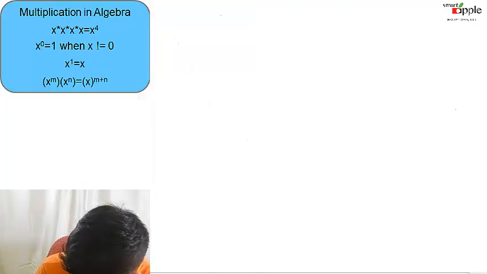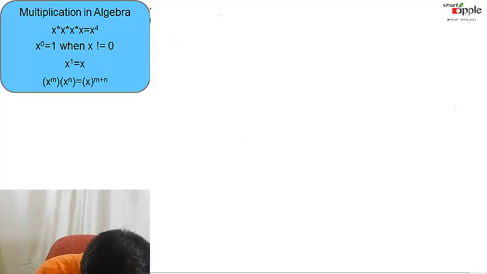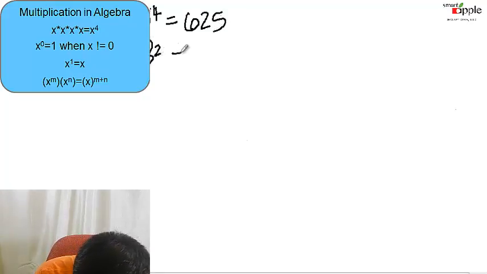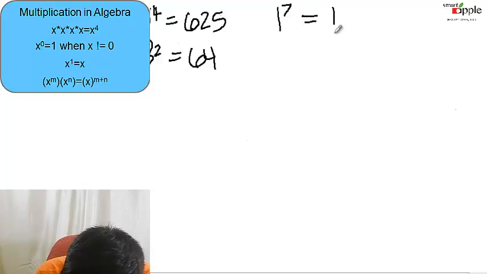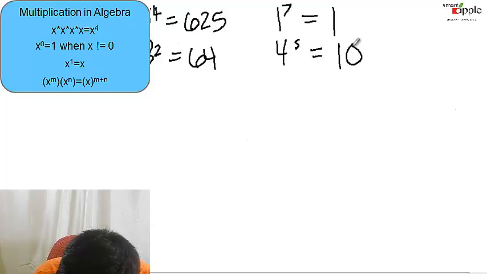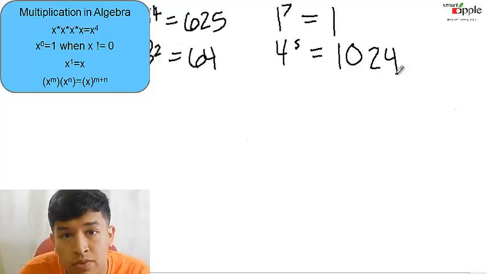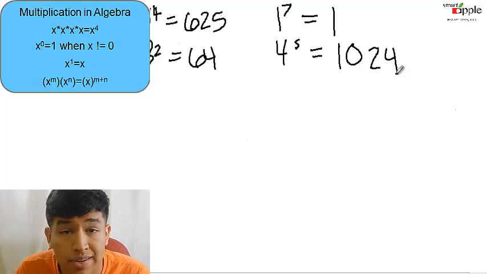Now continuing our process, we said that 5 to the 4th is equal to 625. 8 squared is equal to 64. 1 to the 7th power is equal to 1. And 4 to the 5th power equals 1,024. And now since we found all the values for each exponent, we can now list them from least to greatest.